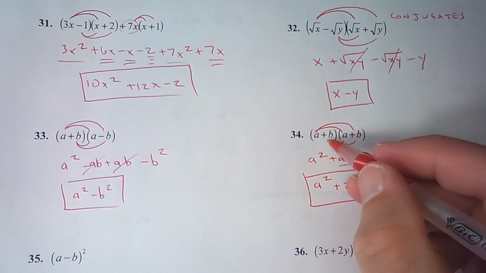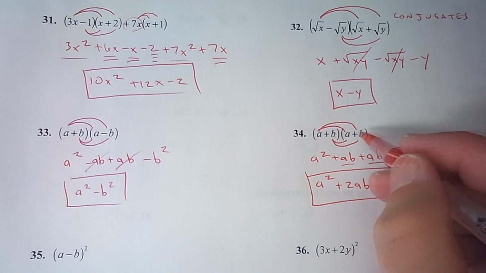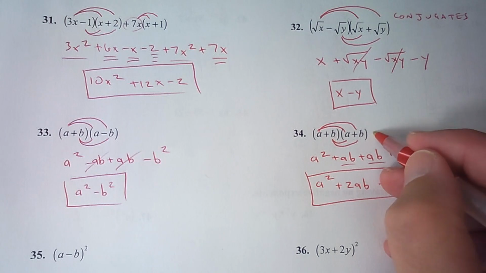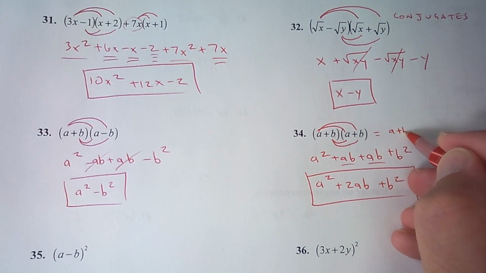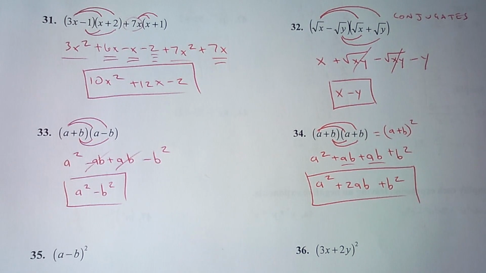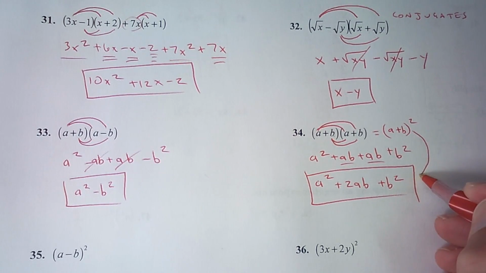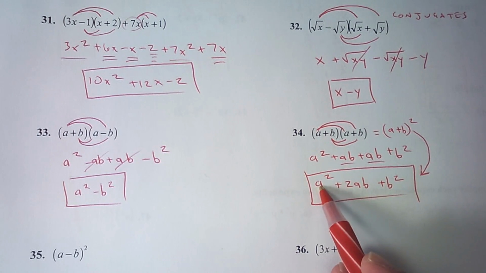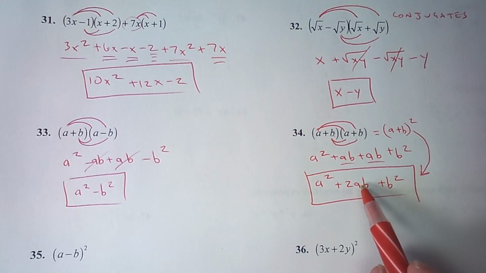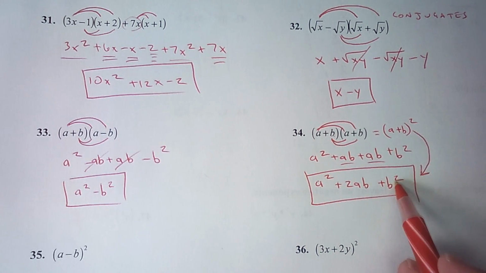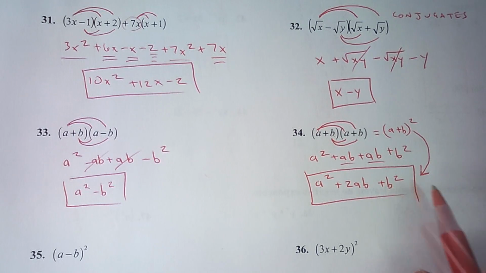Okay, now a plus b times a plus b. That's something times itself. That is the same as a plus b squared. Anytime you have a binomial squared, it's going to fit this exact same pattern: first term squared plus the product of the two terms doubled plus the second term squared.